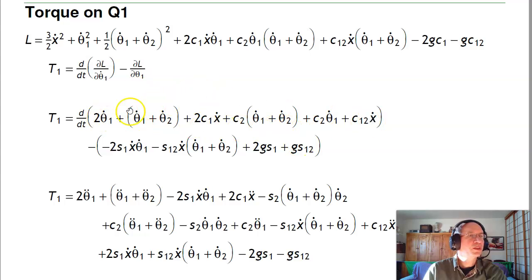Now take the full derivative. I get 2 theta 1 double prime, theta 1 double prime, theta 2 double prime, chain rule, minus 2 sine theta 1 x dot theta 1 dot plus 2 cosine theta 1 x double prime, minus sine theta 2 dot theta 1 dot plus theta 2 dot, plus, derivative of the second term, cosine theta 2 theta 1 double prime plus theta 2 double prime, minus sine theta 2 dot theta 1 dot, chain rule, plus cosine theta 2 theta 1 double prime, minus sine theta 1 plus theta 2, x dot, theta 1 dot plus theta 2 dot, cosine theta 2, x2 double prime, with the gravity terms.